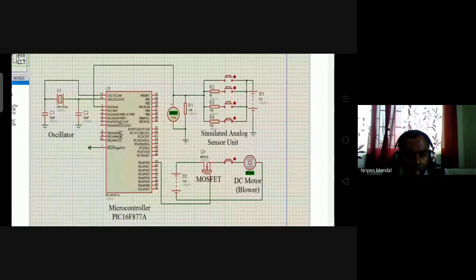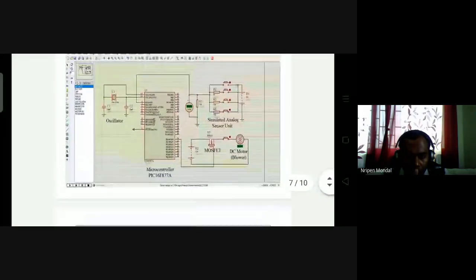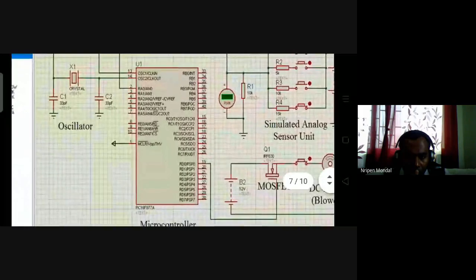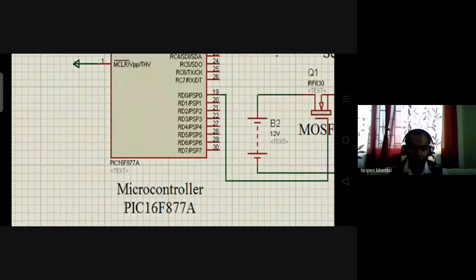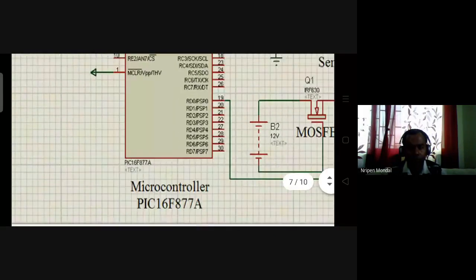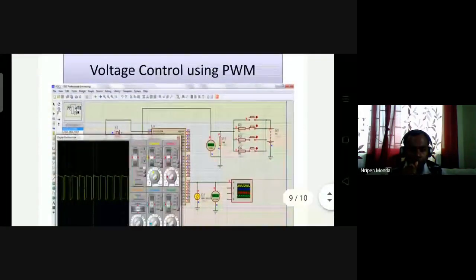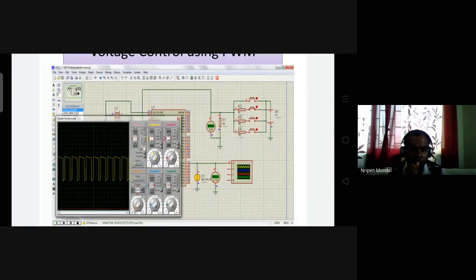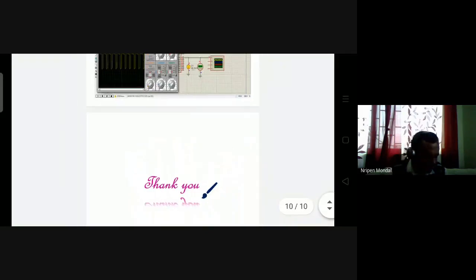So this is the simple design, and these are the pin configurations. In the microcontroller, on the left hand side, these 2, 3, 4 are the input ports, and RD0, RD1, RD3 are the output ports. When we checked by varying some voltages, we found that depending on loading, the blower speed can be controlled. So this is a simple idea that we have proposed.